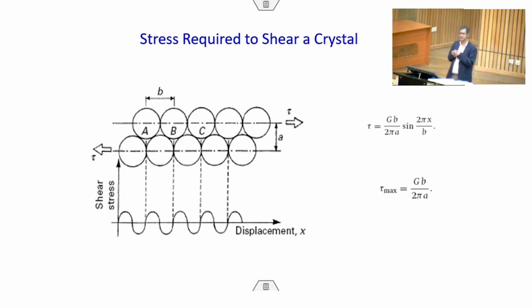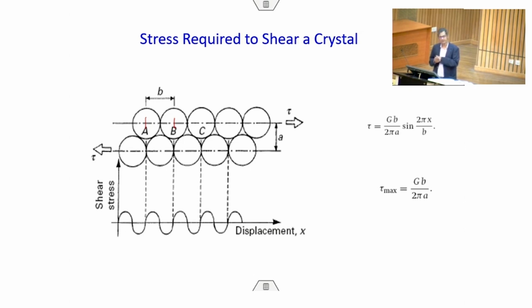To give an idea, why do you need the defects? If you look at any crystalline material, and you want to shear it without any defect, you require a huge stress. That is given by G multiplied by b divided by 2πa. Here G is the shear modulus, b is the distance from the center of one atom to the center of the next atom, and a is the interlayer distance. Okay. So, that is how one can calculate it.